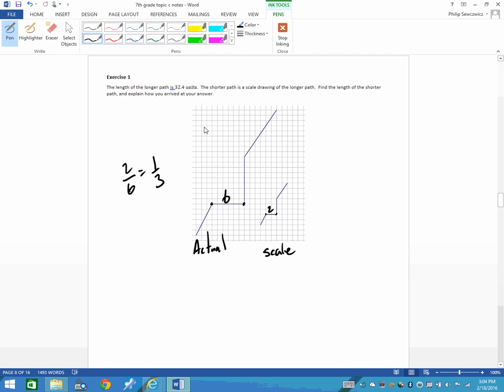Now, I don't really want to change it to anything. It says find the length of the short path. It doesn't say I need to change it to a percent. My scale factor is 1/3. Leave it as a third. Change it if you want to, but there's no need for it. I'm going to multiply my 1/3 times my 32 4/10, since that is the length of it. I've got decimals playing with fractions, so I don't want to change that to a decimal because it's a repeating decimal. So we're going to change everything into fractions.